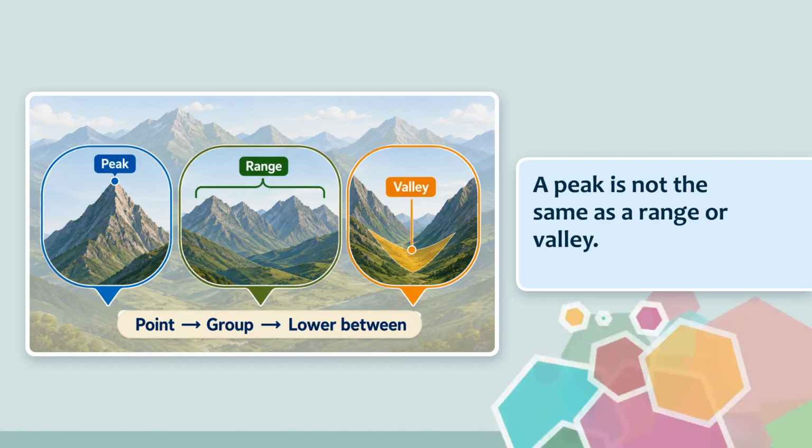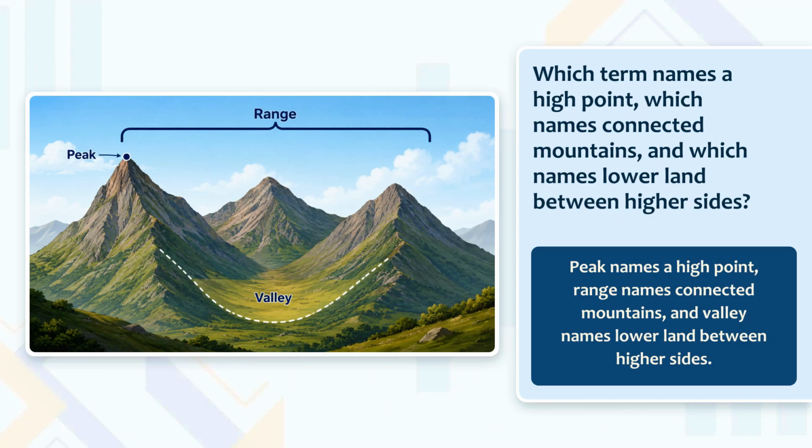A peak is not the same as a range or valley. Each term matches a different visible relationship. Trace the landscape from point to group to low ground. Which term names a high point, which names connected mountains, and which names lower land between higher sides? Match each clue to its proper term. Peak names a high point, range names connected mountains, and valley names lower land between higher sides. Each term matches a different visible part of the terrain.